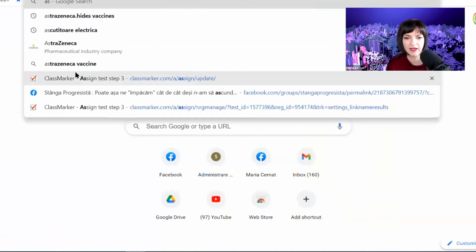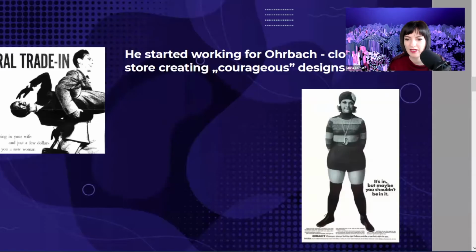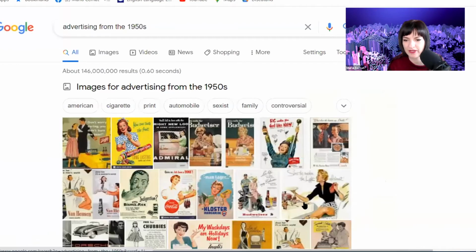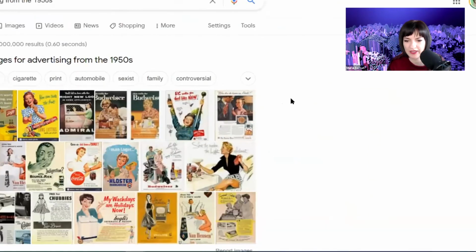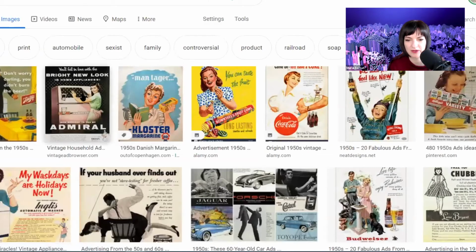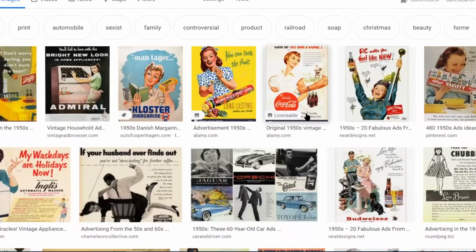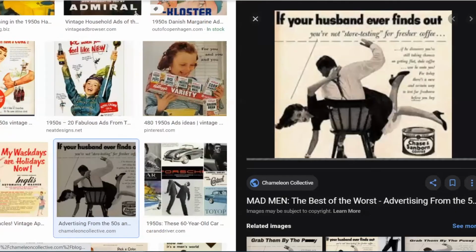If you type on Google advertising from the 50s, you may end up with very interesting images, such as these. You go to images, because there were mostly images. You see the woman that is like this one. Like Barbie. Yes, like Barbie. Or also look at this one: glamorizing domestic violence. And let us remember that domestic violence is still a thing.